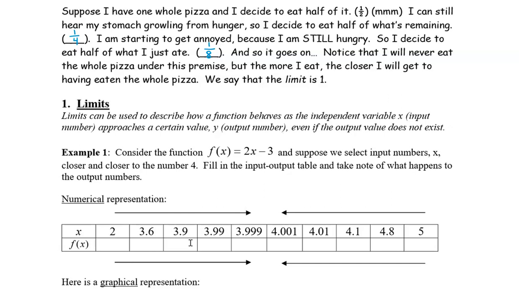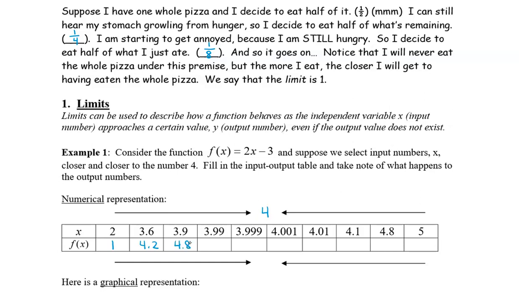All right, so 4 is in the middle of my table here. So I'm going to start on the left side. I started a little bit away, so I started at 2. So when my x value is 2, I have 2 times 2 minus 3. So that will give me 1. And I'm going to get closer. So I'm going to choose 3.6. Bit of a jump. So 2 times 3.6, and then minus 3, that's going to be 4.2. I'm going to go a little bit closer to 4, so I'm going to go 3.9. So 2 times 3.9 minus 3, and we get 4.8.